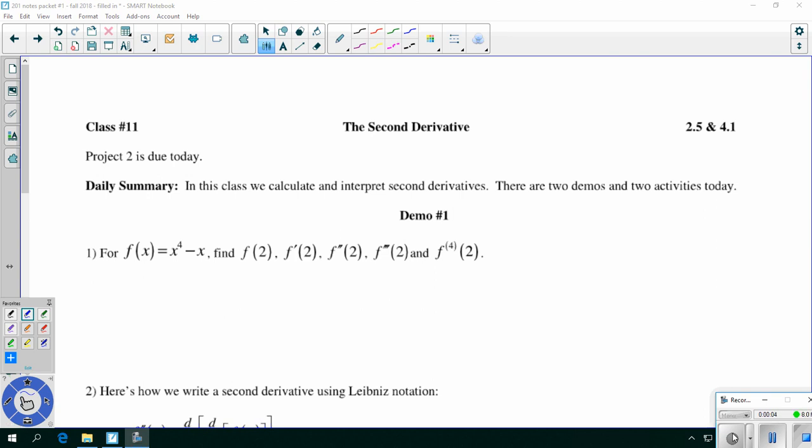Lesson number 11, demo. In this class, we calculate and interpret second derivatives. There are 2 demos and 2 activities today.